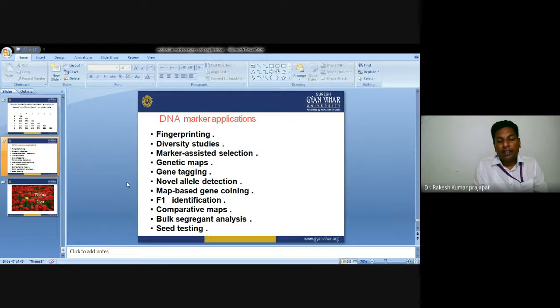Then comparative mapping. Comparative mapping means that we compare the genomes of two different species. We can develop a comparative map using molecular markers, and prepare genetic maps for the two species. There are also bulk segregant analysis and seed testing. So this is the vast application of molecular markers. This is all for the introductory lecture about DNA and molecular markers. Thank you.